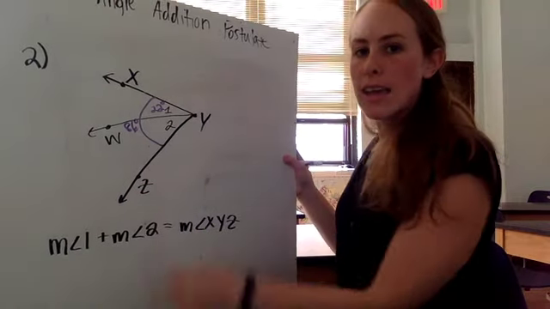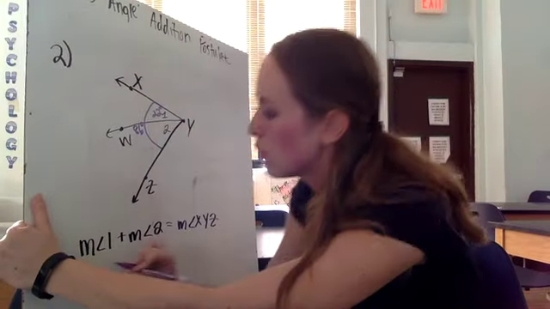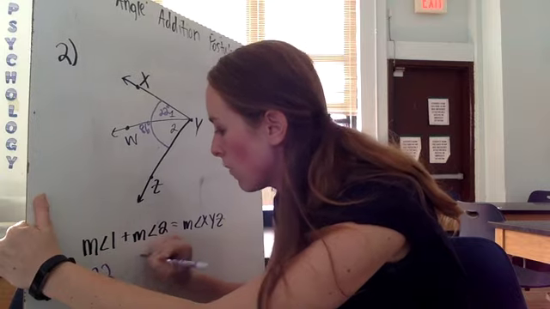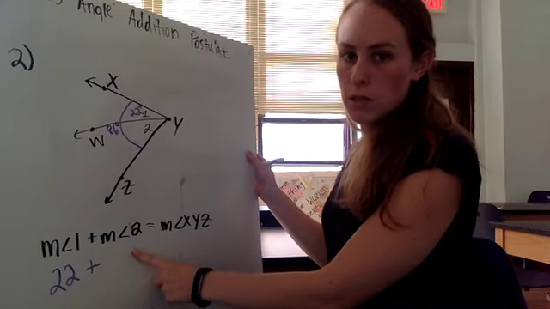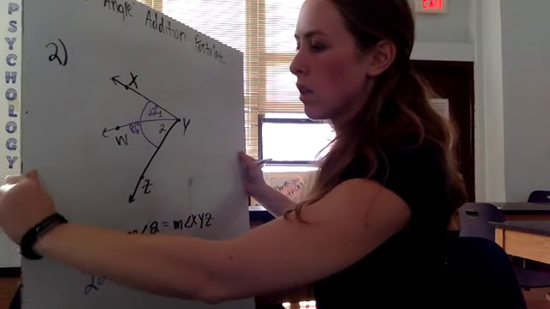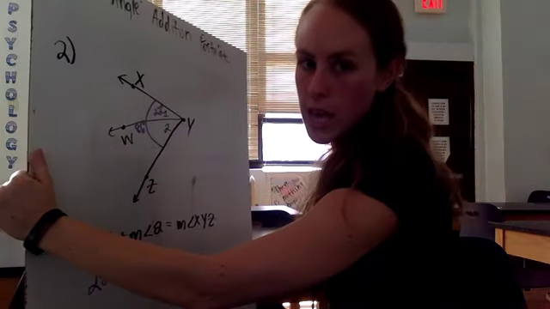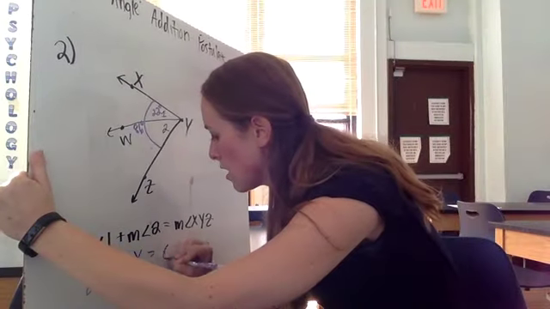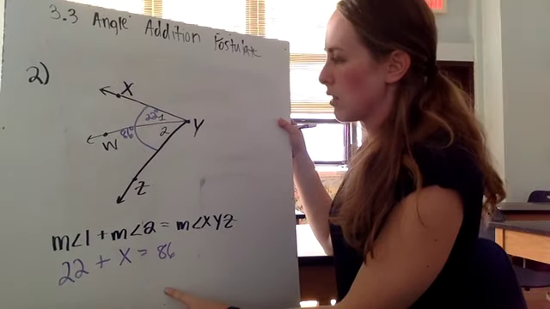So now I'm going to add that into my angle addition postulate. The measure of angle 1 I know is 22 plus, now I don't know what the measure of angle 2 is. When we don't know what something is, we're going to call it X, and it equals the whole angle. The whole angle we just saw is 86 degrees. So 22 plus X equals 86.